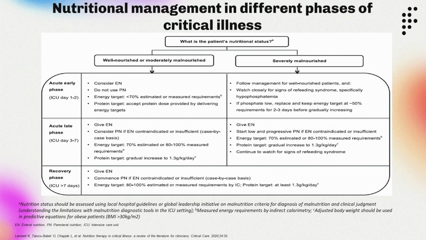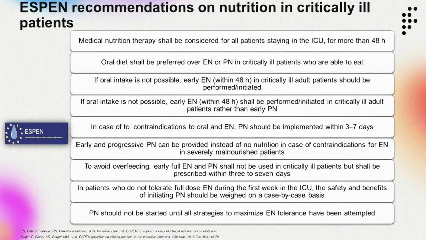If we talk about severely malnourished patients, give EN, start low and progress, with PN if EN is contraindicated or insufficient. Energy target level is 70% of estimated or 80 to 100% of measured requirements. Protein target is gradually increased to 1.3 gram per kilogram per day, and continue to watch for signs of refeeding syndrome. And when we talk about the recovery phase, in both patients, give enteral nutrition only.